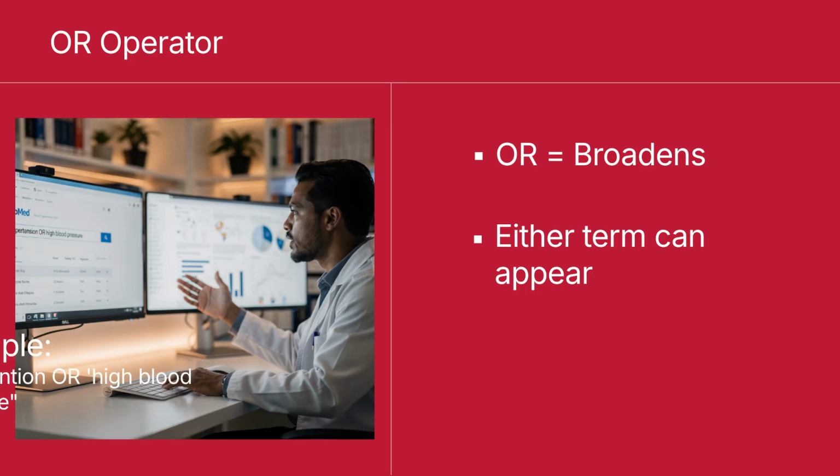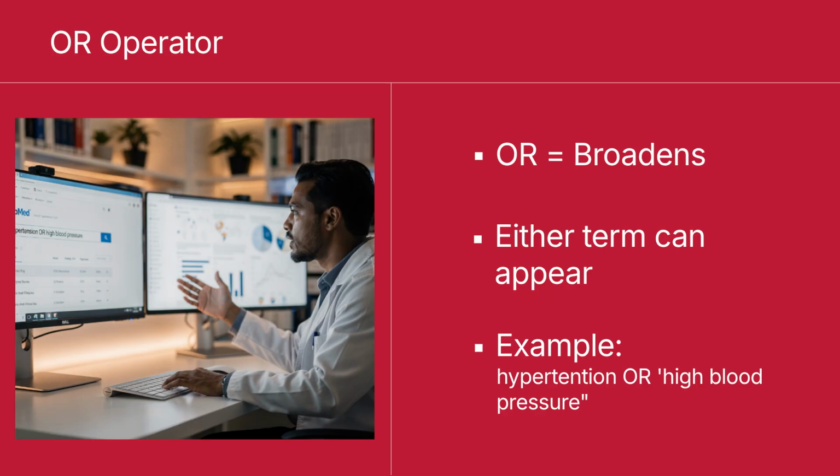For example, hypertension is also commonly referred to as high blood pressure. If you search for hypertension or high blood pressure, the database will return articles that use either term, helping you capture a wider range of relevant results. Using or ensures that you don't miss important articles simply because different authors use different terminology. It's a key strategy for making your search more comprehensive.